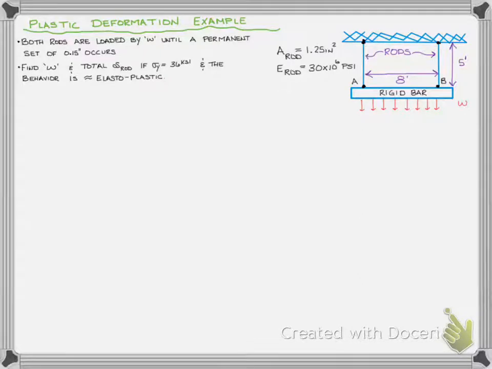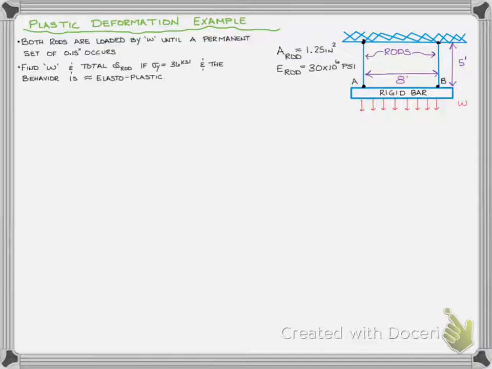Hello, and welcome to an example on plastic deformation in members, focused on axial deformation and how to deal with that. What we have here is a rigid bar that's supported by two rods. The rods have an area of 1.25 inches. They attach to the rigid bar at A and B. We have an unknown uniform load W that's only applied between A and B, so that overhang doesn't matter.